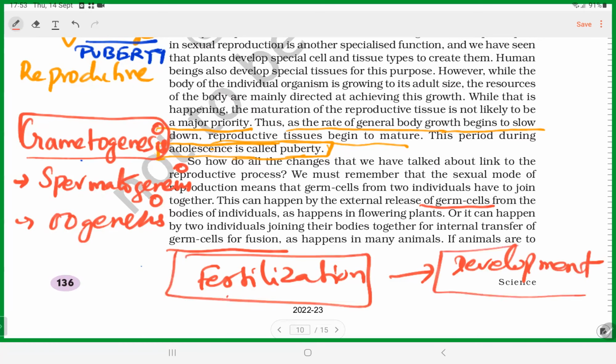Can you understand? In animals, in all organisms. Okay? Yes, sir. Fine.